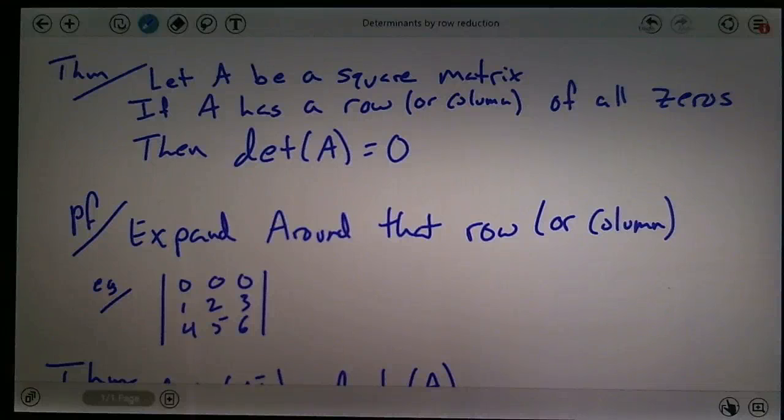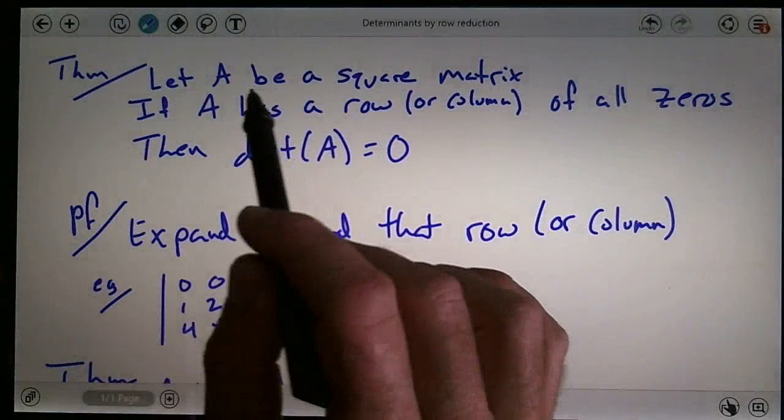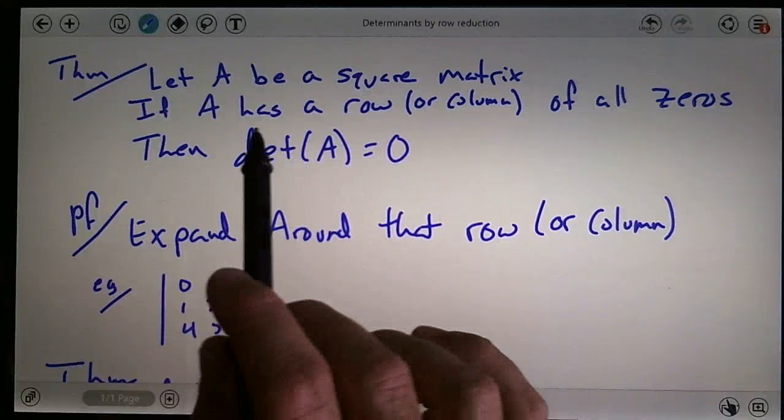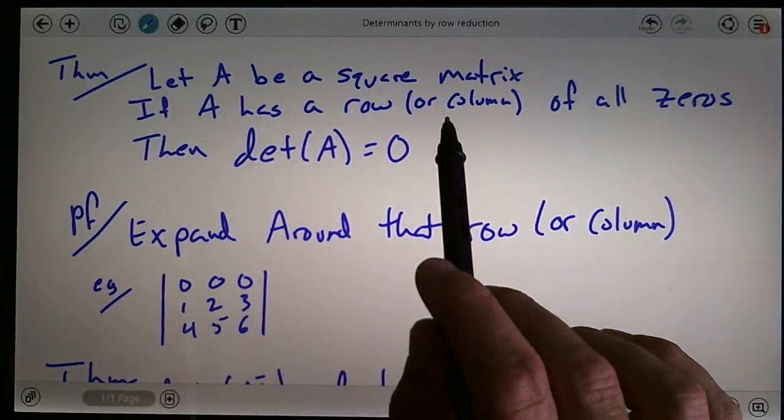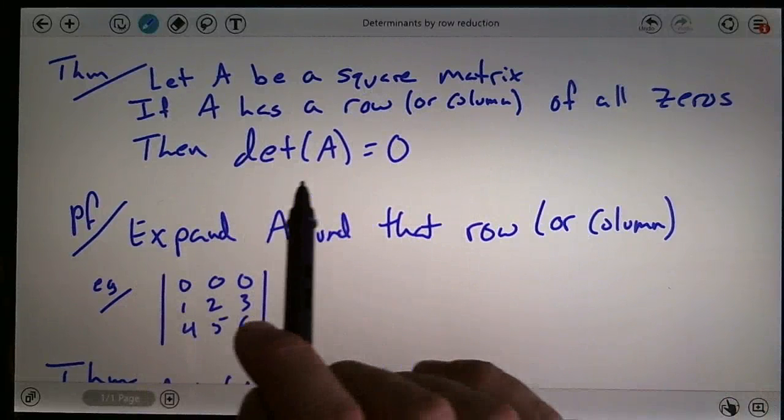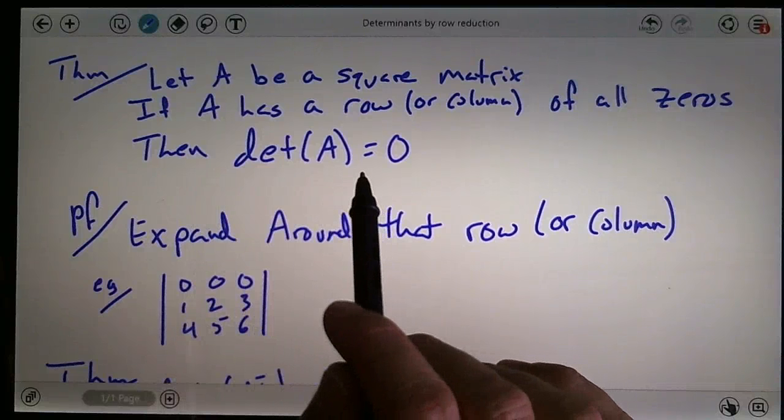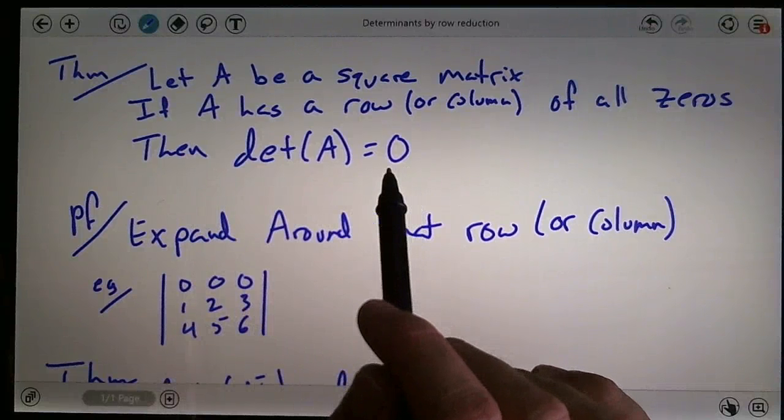So it turns out that row operations can be used to calculate determinants. Let's take a look at how some of this works here. So I'm going to start off here with just the theorem: let A be a square matrix. If A has a row or a column of all zeros, then the determinant of A is equal to 0.